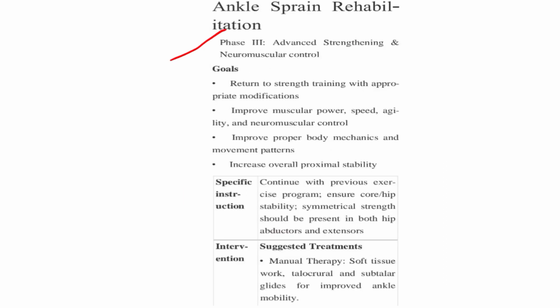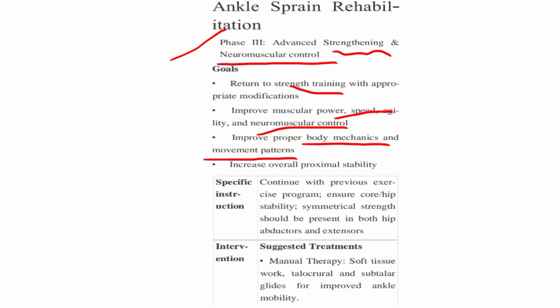In phase 3, advanced strengthening and neuromuscular control. The goal in this phase is strength training, improving muscular power, speed, agility, and neuromuscular control, proper body mechanics and movement patterns, and increasing proximal stability, because in the lower extremity, proximal stability is very important. So these are the goals in phase 3.